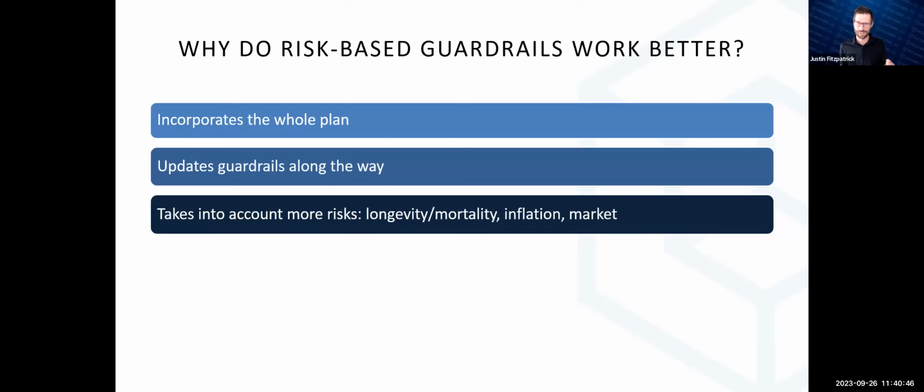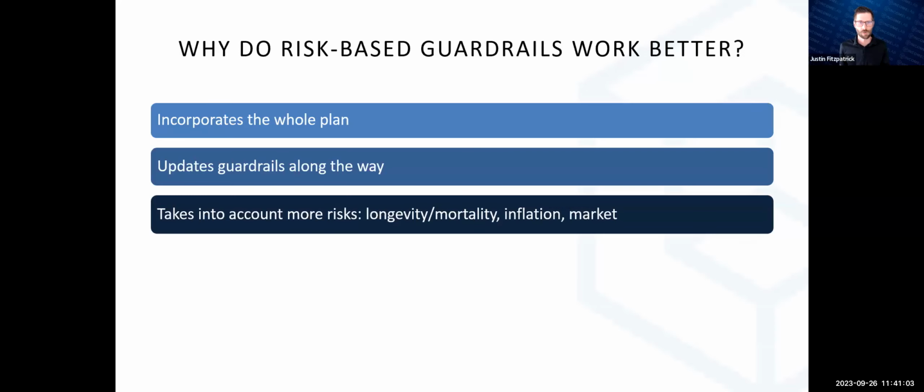They're not static guardrails. And then for a broader plan, you're taking more risks into account. You're taking longevity and mortality risk, inflation risk, and market risk. So you're able to apply these guardrails to a broader set of plans. So that's really the core of why these are performing so much better.